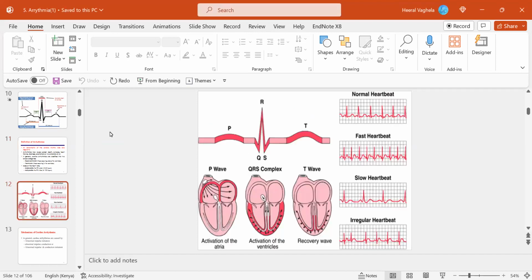So like in this picture, we can see that a normal heartbeat would look like this on an ECG. Tachycardia would be looking at, like, you'd see more PQRST complexes. And with a slower heartbeat, you'll see few of them. And with irregular heartbeat, there would just be weird looking complexes.